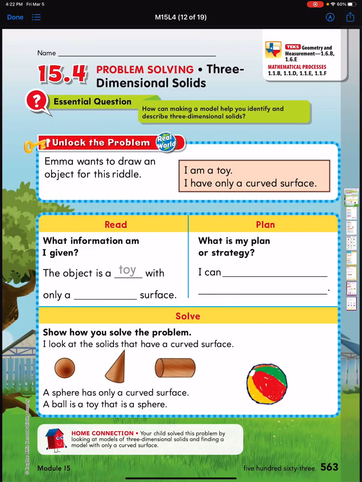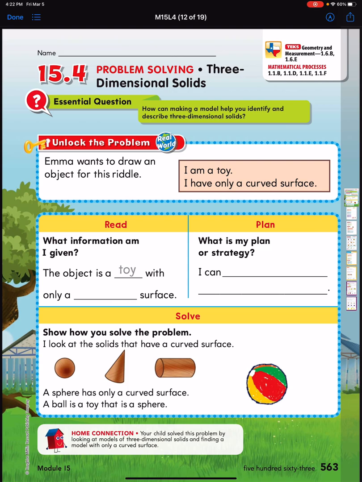Today we're working again with three-dimensional solids, and our essential question is, how can making a model help you identify and describe three-dimensional solids? Our problem reads, Emma wants to draw an object for this riddle. So here's her riddle. I am a toy. I have only a curved surface.